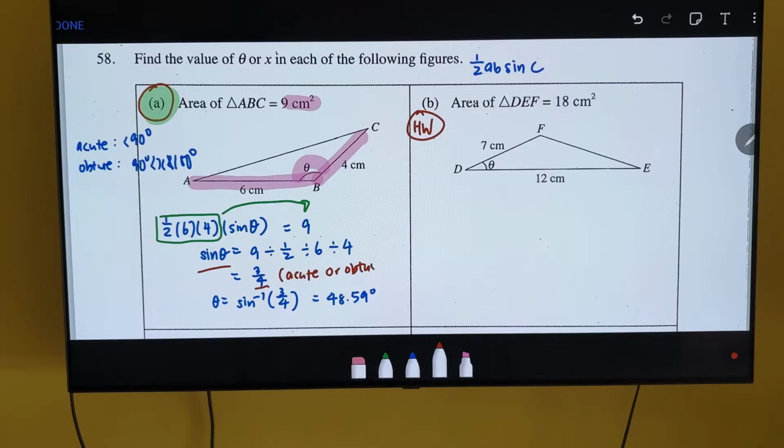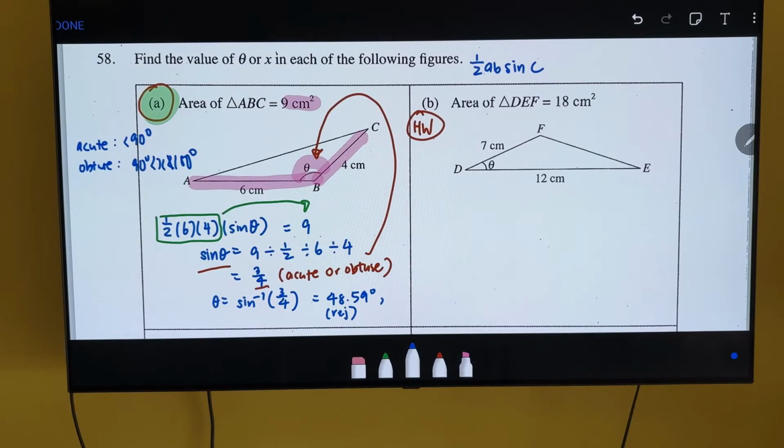obtuse. And in this question, what can we say about theta? Is it acute or obtuse? It's obtuse, right? So if it's obtuse, then we should not even accept the value of 48.59 degrees. This one ought to be rejected.